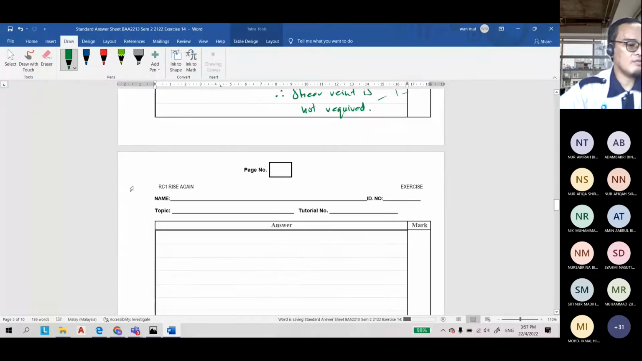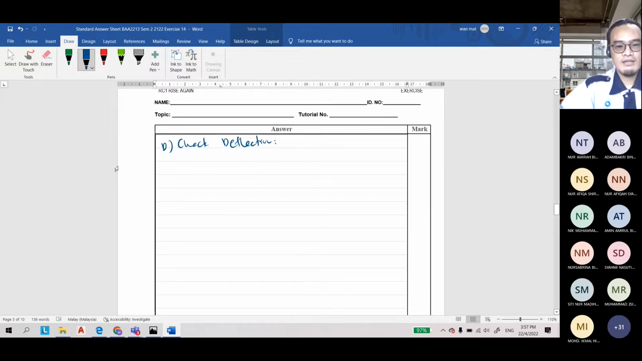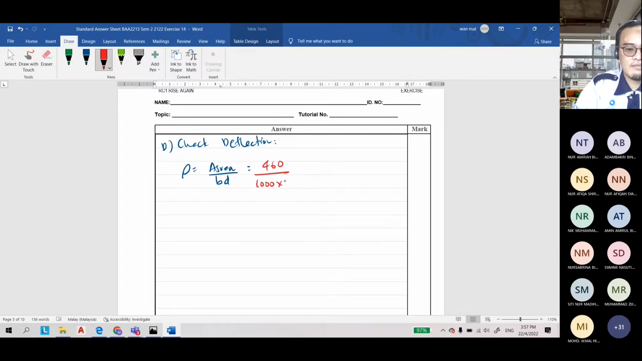Okay. And then you check for deflection. As usual, this is just like beam. Just like the step for beam. So rho is equal to AS required divide by BD. So it's equal to 460 divided by 1000 times 139. So any answer?